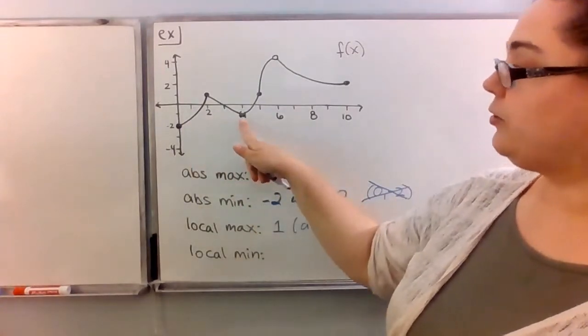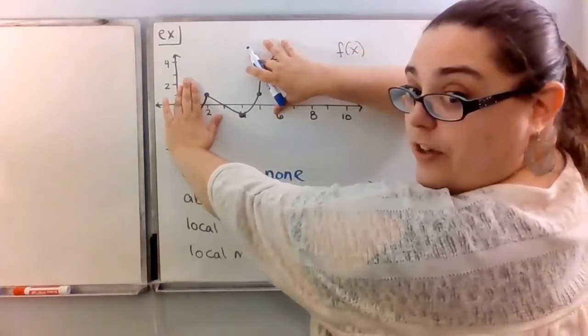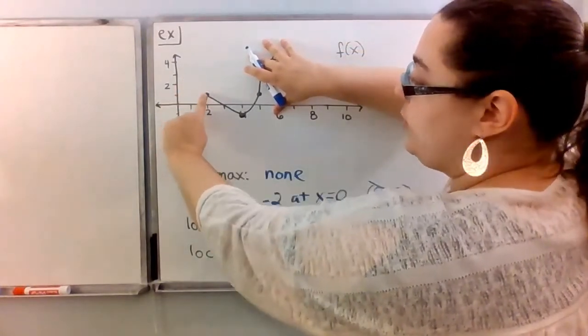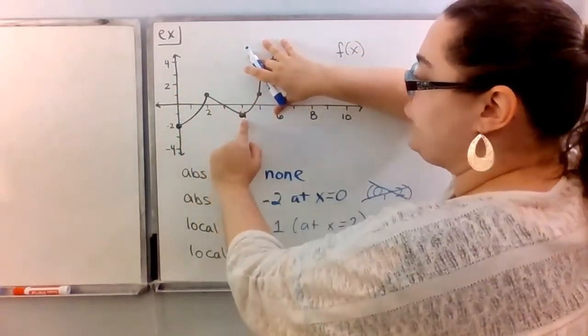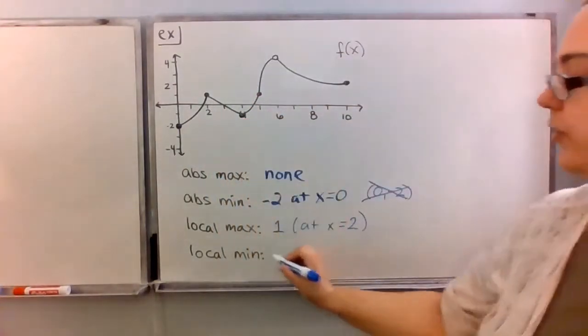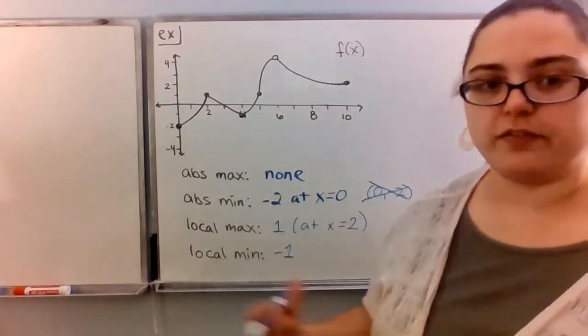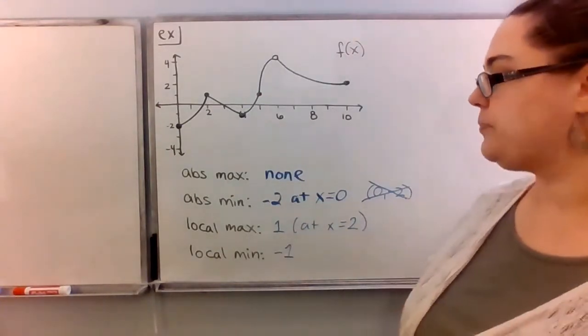However, here we have a low point. So if I'm only looking now at this piece of the function, it looks like we have this little valley at 4. So the y value there is -1. So we have a local minimum of -1. And you can be more specific and say when x is 4 if you wish.